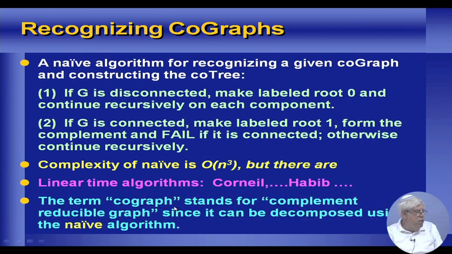In fact, the name CoGraph stands for complement reducible graph, since it can be decomposed by using this naive algorithm. The name was actually coined by a student of Derek's named Helmut Lerchs, in a tech report that he wrote at the University of Toronto in 1971. Lorna Stewart worked on the problem in the late 70s, and by, I think it was 81, 82, they published their major paper on CoGraphs.